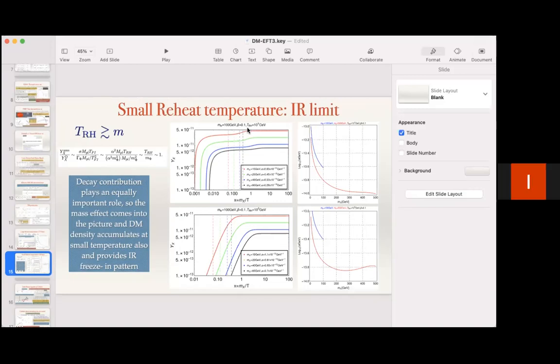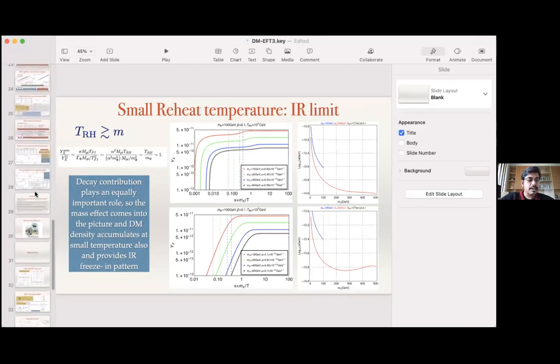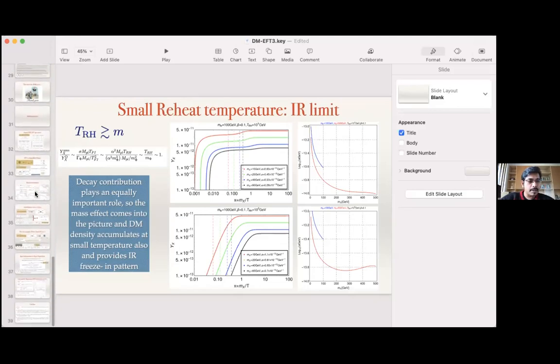Yeah. Then am I correct to say that when the mass is greater than T_R, then because of the mass, the decay of the mother particle is Boltzmann suppressed, and because of that, annihilation is dominating over the decay? Yes, actually, this is very clear if you look into the decay and annihilation reaction densities, which I should have somewhere in my backup slides.